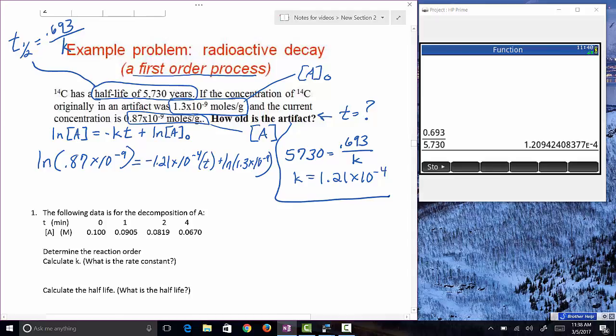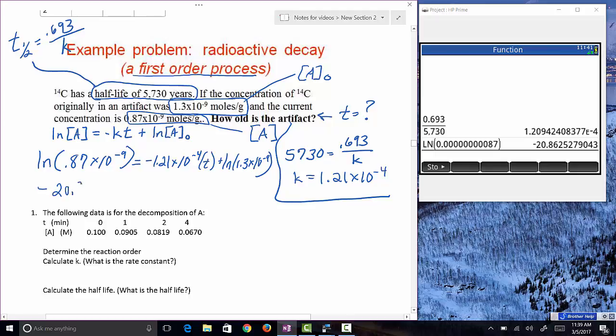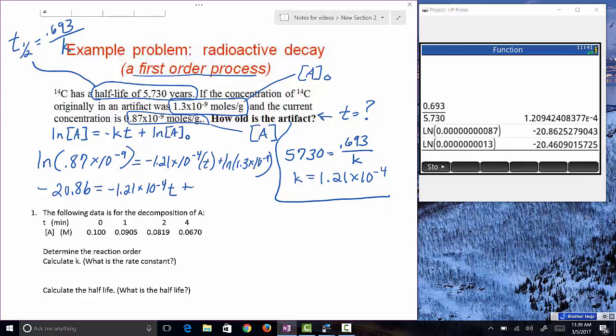Now, your natural log button, this is not the log, but the ln. It's right above the enter key on the HP Prime. So we're going to go natural log 0.87 10 to the negative 9th, and hit enter. And so that is minus 20.86. That's equal to minus 1.21 times 10 to the minus 4th t, and then plus the natural log of 1.3 10 to the negative 9th, which is going to be a negative 20.46.